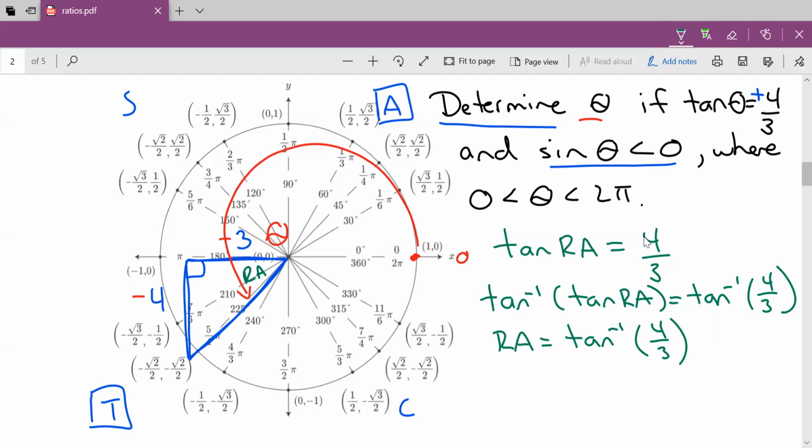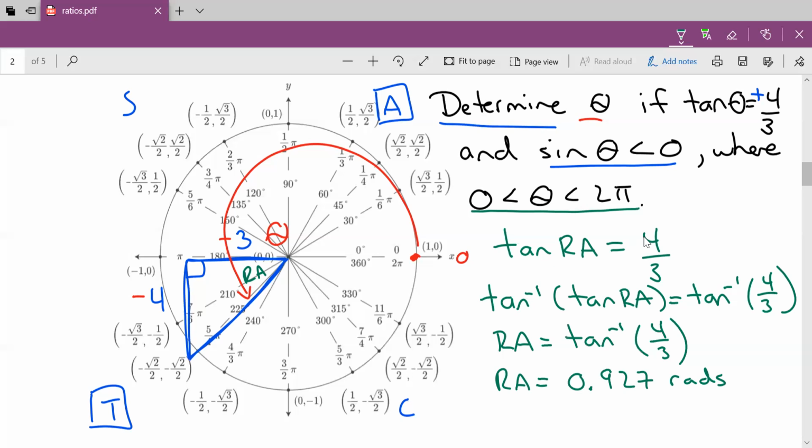I'm going to put this into my calculator because it's not on my unit circle. I also have to be careful what mode I'm in. My domain is in radians, so I need to switch my calculator to radian mode. So I go and put this into my calculator: tan inverse 4 divided by 3. We're going to get an angle of 0.9, I'll go to the nearest thousandth, radians.